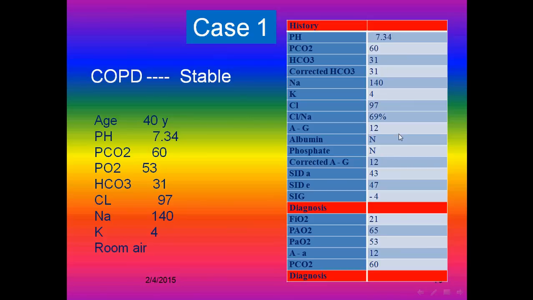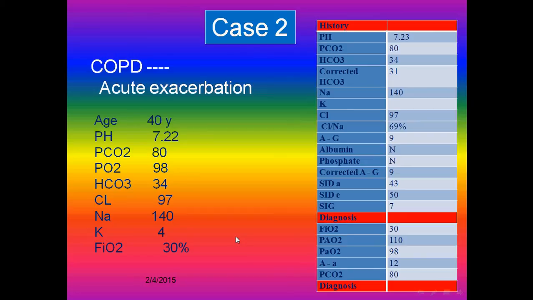When you look at the corrected bicarbonate, this is the measured bicarbonate plus the anion gap 12 minus 12, which is 0. So the corrected bicarbonate equals the bicarbonate, 31. This means this patient is in a stable state. Now this patient develops some sort of acute exacerbation. The pH is 7.22, carbon dioxide 80, and bicarbonate 34.